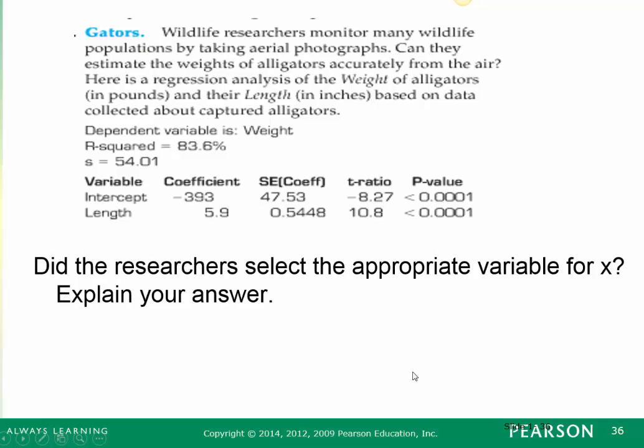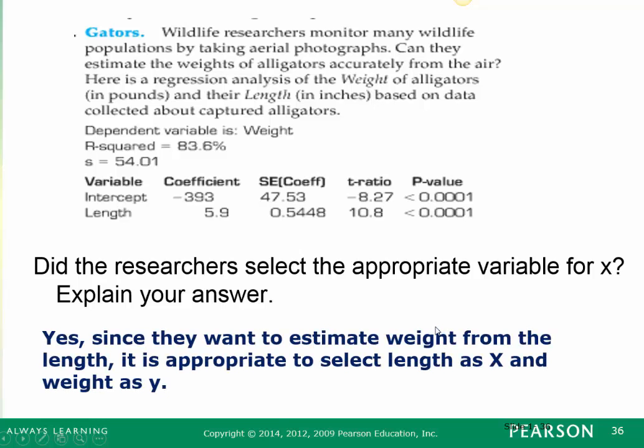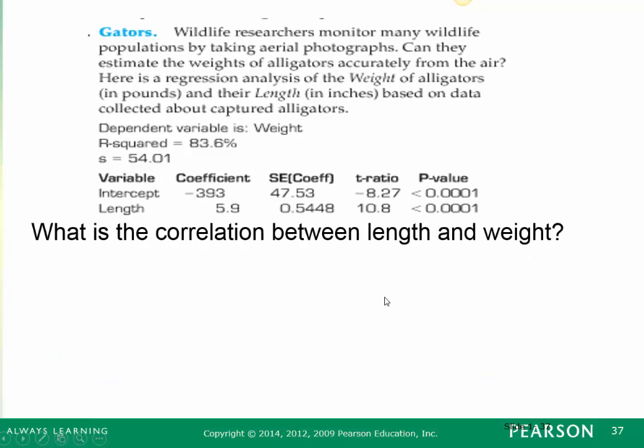Okay, one on alligators. Wildlife researchers monitor many wildlife populations by taking aerial photos. Can they estimate the weights of the alligators accurately from the air? Here's a regression analysis of the weight of the alligators and their length. Here's the y-intercept. Here's the slope. Here's the r-squared. Did the researchers select the appropriate variable for x? Explain your answer. So they're trying to predict the weight based on the length because it's easy to measure the length, say, by flying over in an airplane. And so that would make sense that they're going to use the length that they can estimate from the air easily in order to predict the weight.